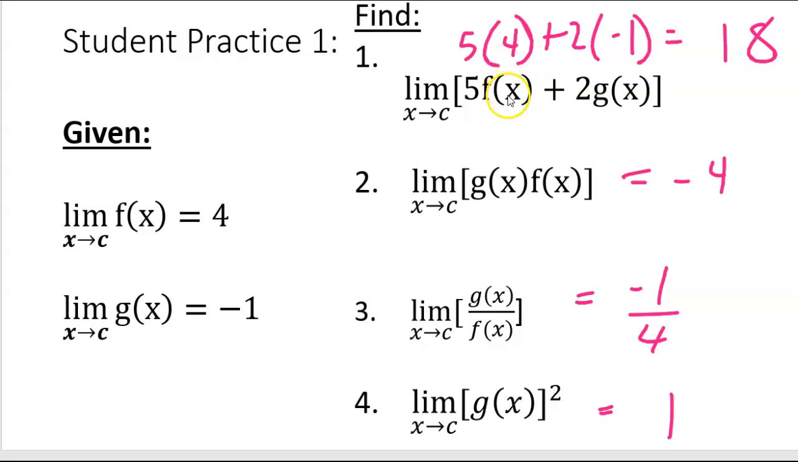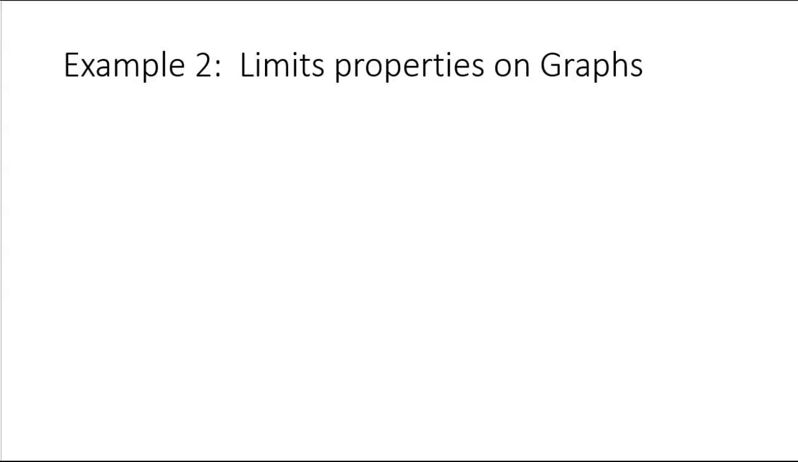All right, so if you take the limit of f here, you get 4, so you have 5 times 4. And the limit of g is -1, so you have 2 times -1. And when you put all that together, you should have gotten 18. For this one, taking the limit of g and limit of f and then multiplying them together, we end up with -4. Taking the limit of g, we get -1. The limit of f is 4. So putting them in fraction form, as we see written here, we end up with -1/4. And then finally, we have the limit of g of x squared. So we take the limit of g of x, which is -1, and when you square it, it becomes positive.